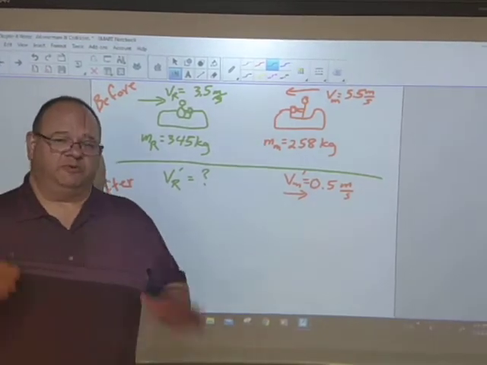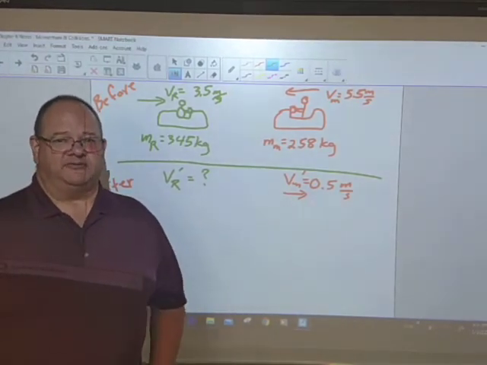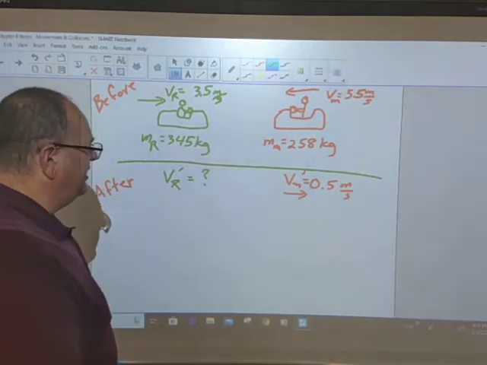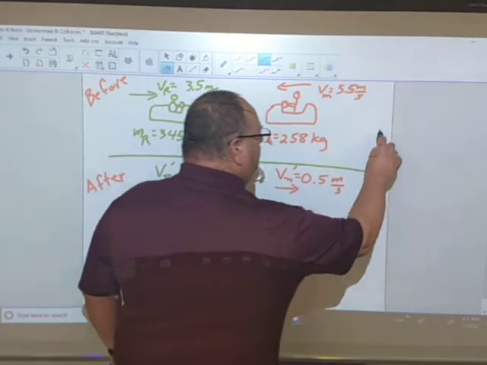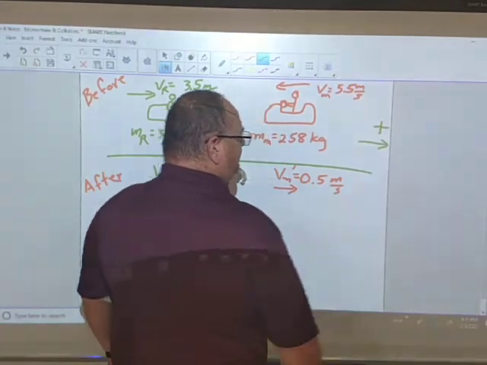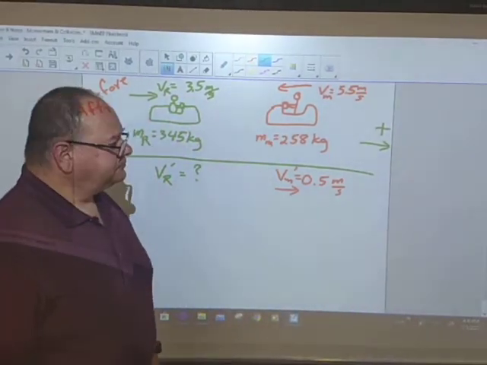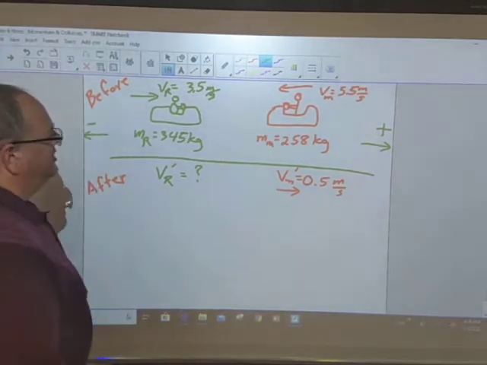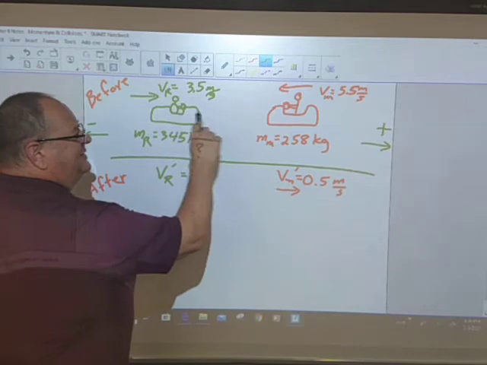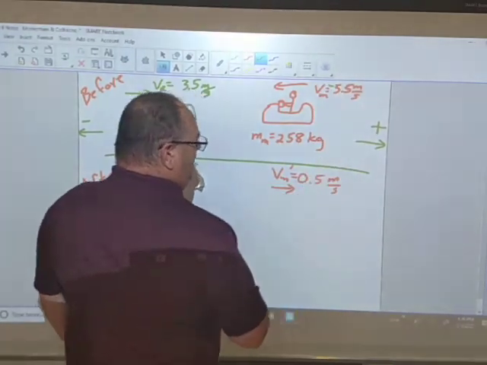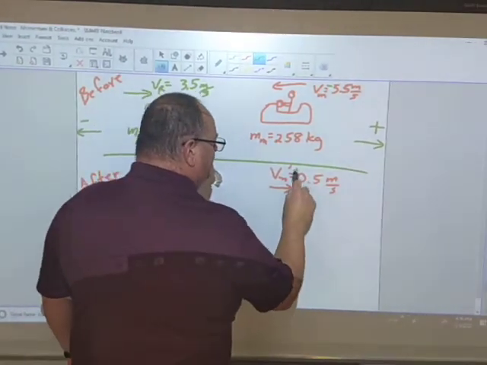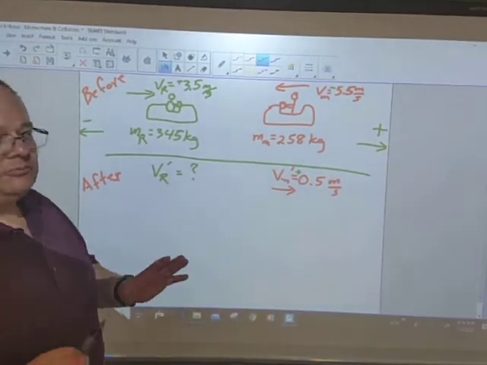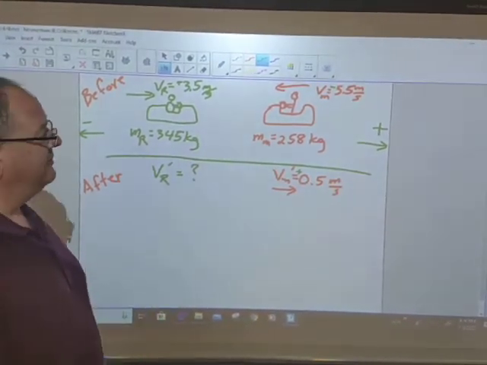Now, to solve this, we really need to decide where our positive direction is. What we have done throughout the year where we've needed it is we've said positive is to the right. So negative is going to be to the left. So this is going to be a positive velocity. This is going to be a negative velocity. This is going to be a positive velocity. It's going to affect our math.